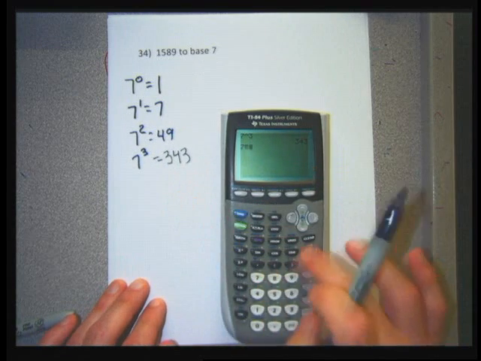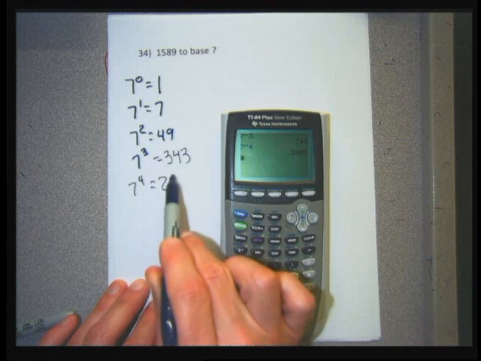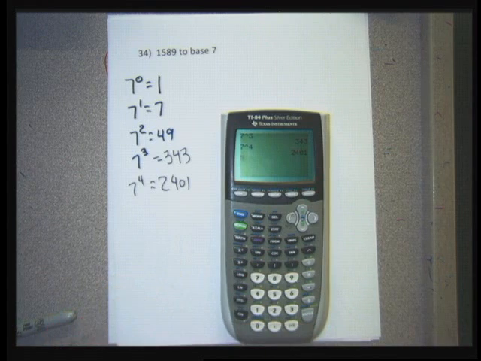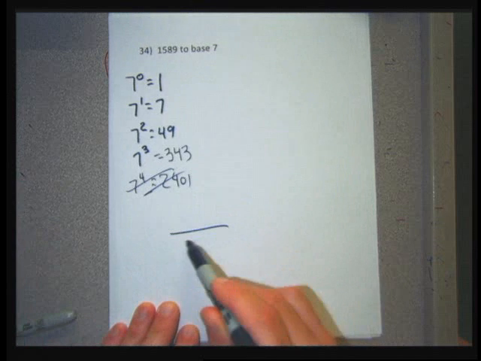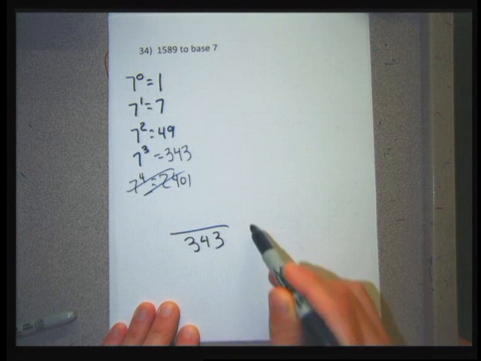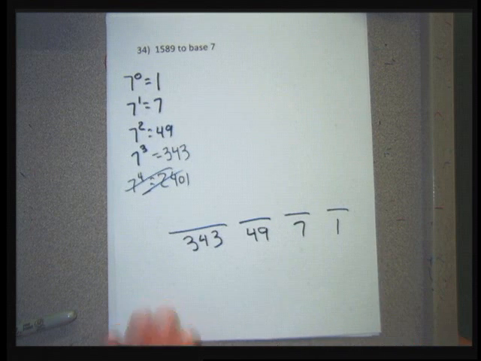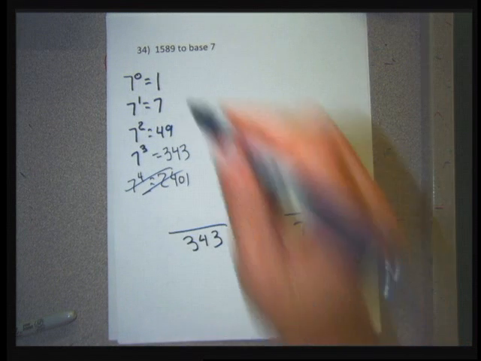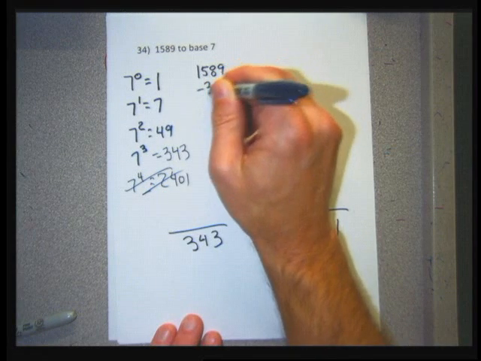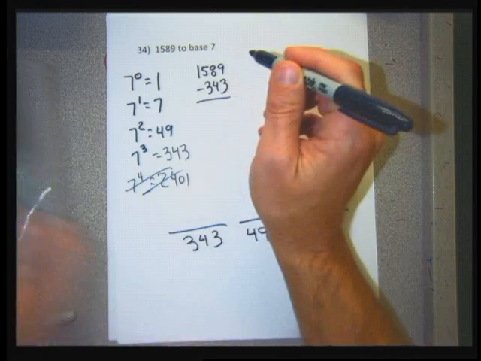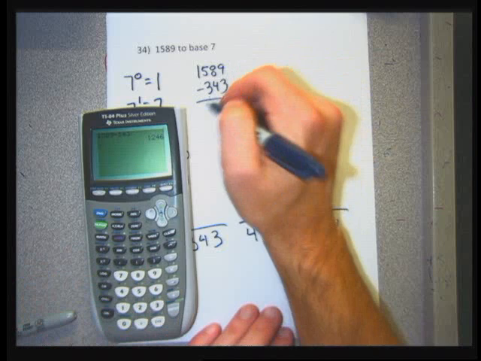7 to the fourth power, I think it gets too big. 7 to the fourth power is 2,401, which is too big. So I'm going to cross out that 2,401, and in my answer, I need to subtract 343. I need to subtract 49, I need to subtract 7, and I need to subtract 1. Start with my 1589. Start subtracting 343. Definitely, I'll just do this on my calculator. It's easier and quicker. So 1589 minus 343, I get 1246.